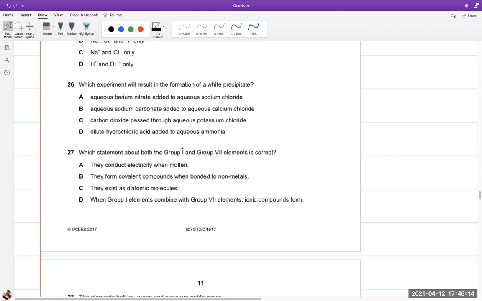Titration, because that's how you know exactly how much of the reactants you need. If two reactants are aqueous, both of them, you will use titration. Okay. Which statement about both the group 1 and group 7 elements is correct?